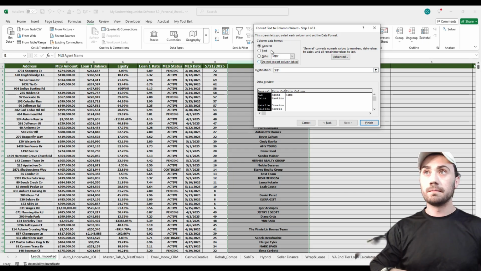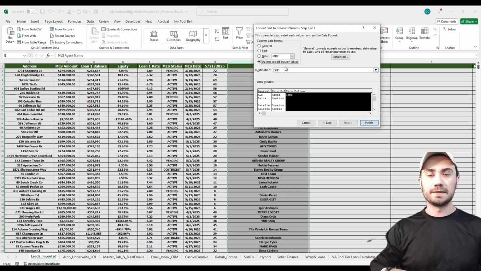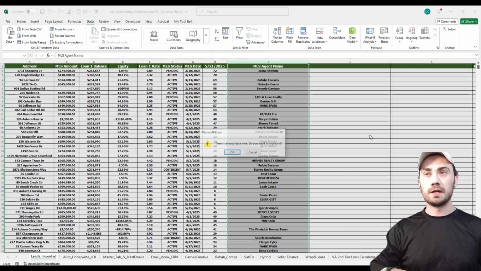So the only one that's going to be imported is the first one. So we're going to keep this as general. For the second column and third column, you need to select do not import. When you do that, you click finish.